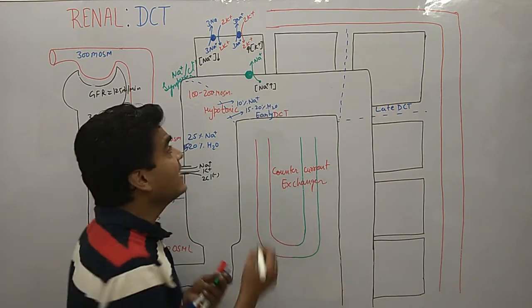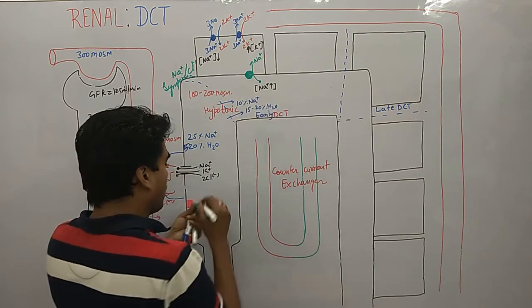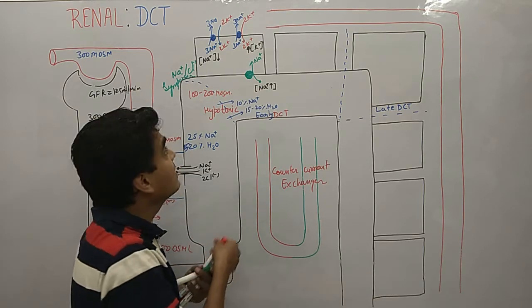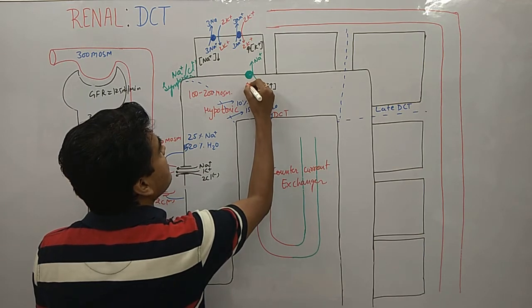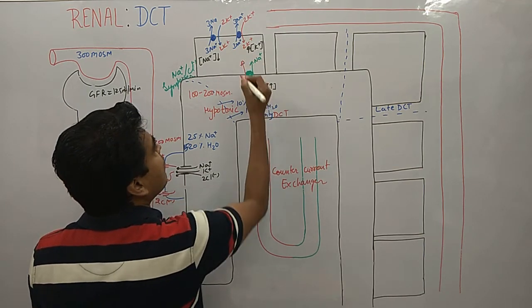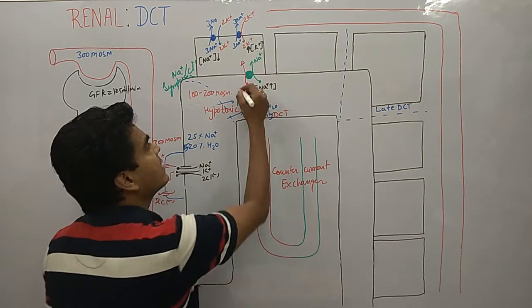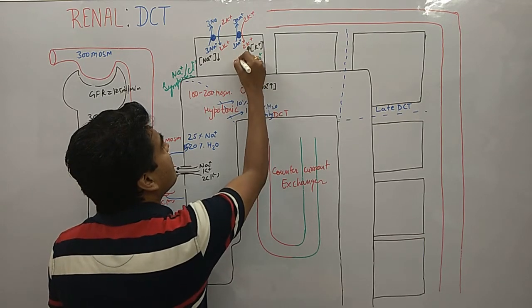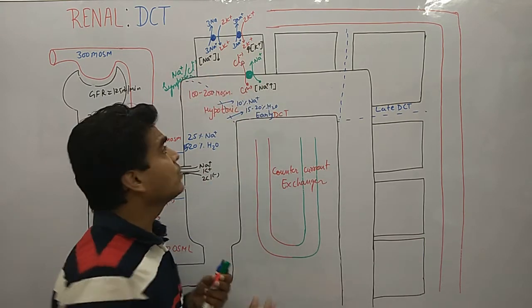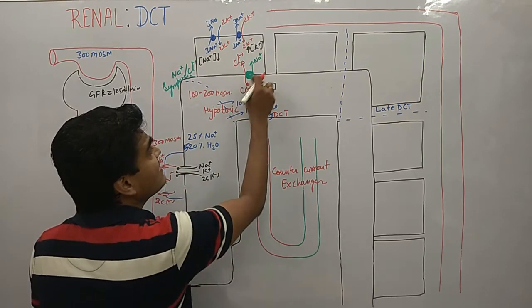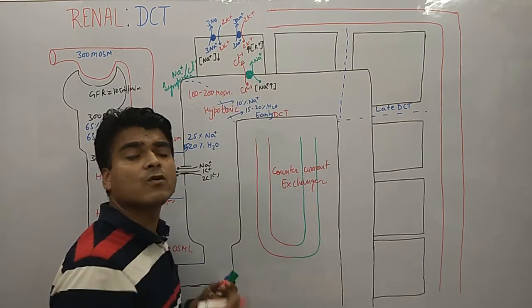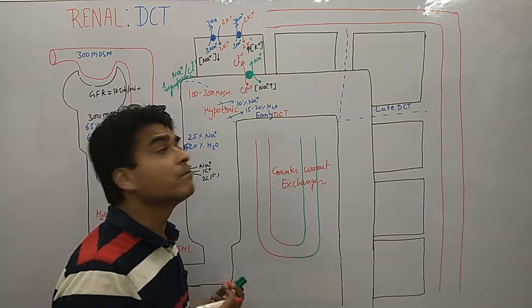Along with it, it is also taking chloride. It also takes what? Chloride. So chloride is moving along with this symporter. Look at this, what happened with the chloride. Okay, so this way we are absorbing sodium. Now this symporter is known as a sodium chloride symporter.